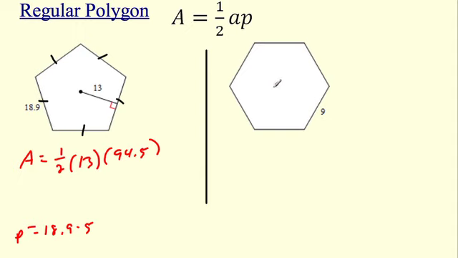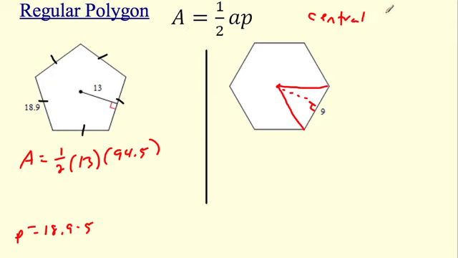What if they give you this? Here's a regular hexagon. Now you've got to start drawing in your triangles to help find the thing, because I really need that apothem. So I can find the area, because the perimeter is 9, 9, 9 all the way around, but I really need this right here, this apothem. So it all comes down to finding the central angle.